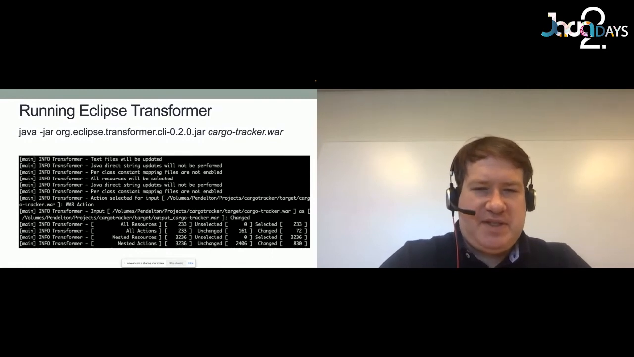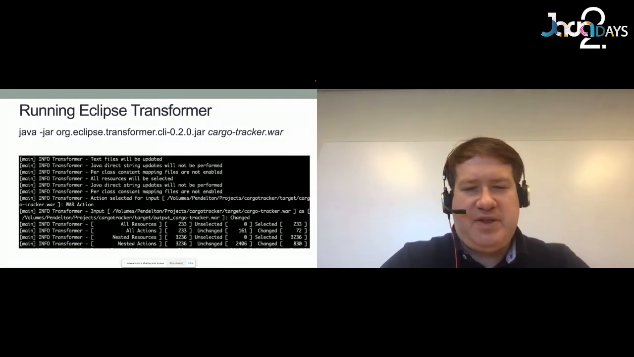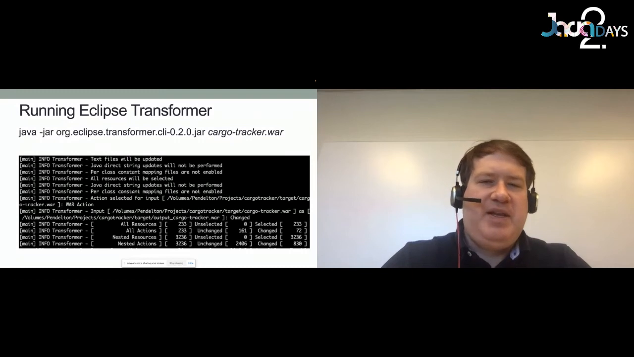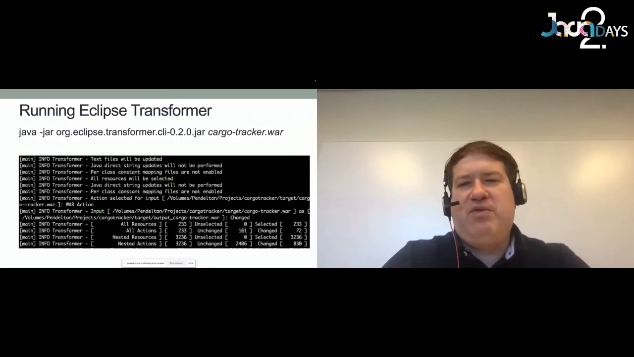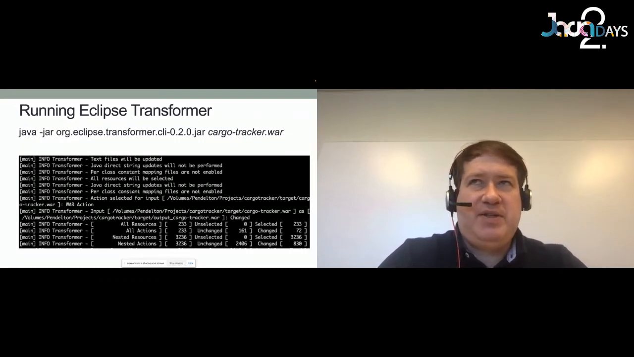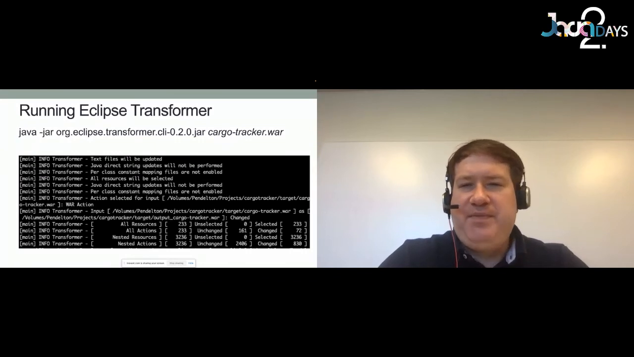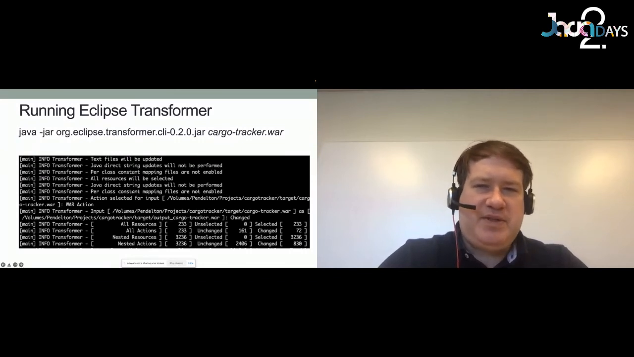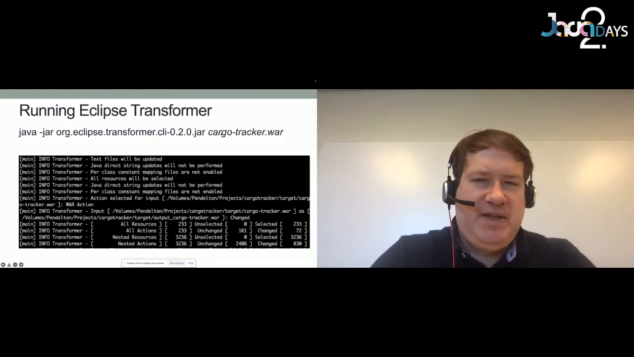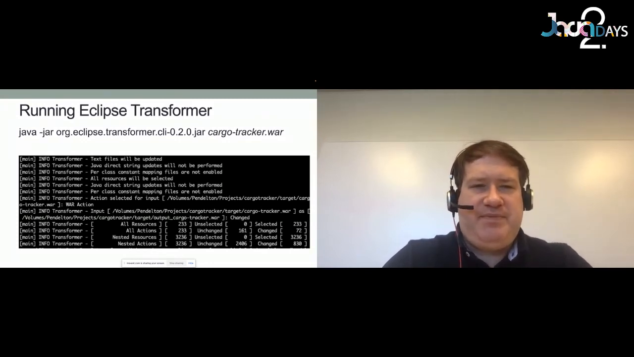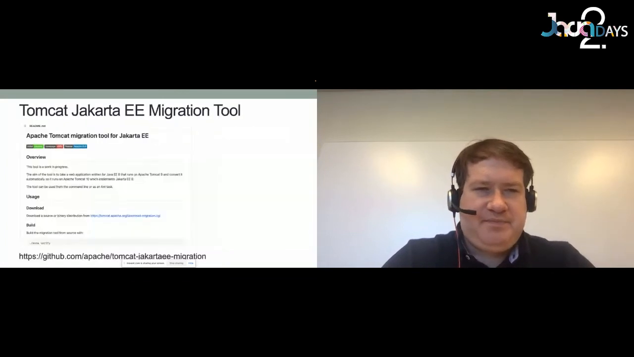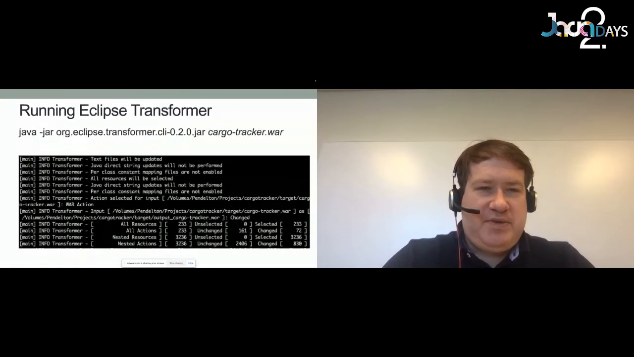It prints out a bunch of things. It's got a bunch of configuration parameters that you can adjust for specific edge cases. It does the transformation, spits out a new war file that you can then take and deploy into a Jakarta EE 9 container. Doing this to the Cargo Tracker example application took all of 10 seconds, and then I deployed the application and it ran. So that tool is fairly easy.